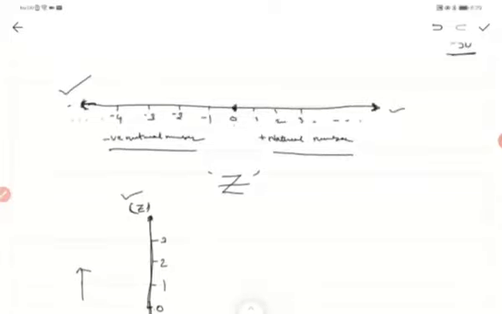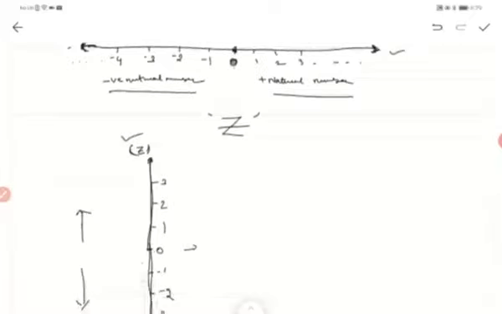So on the horizontal line, on the right side you take positive numbers, and on the left you will have negative numbers. The 0 is neither positive nor negative. Remember, 0 is the number 0, it is neither positive nor negative.